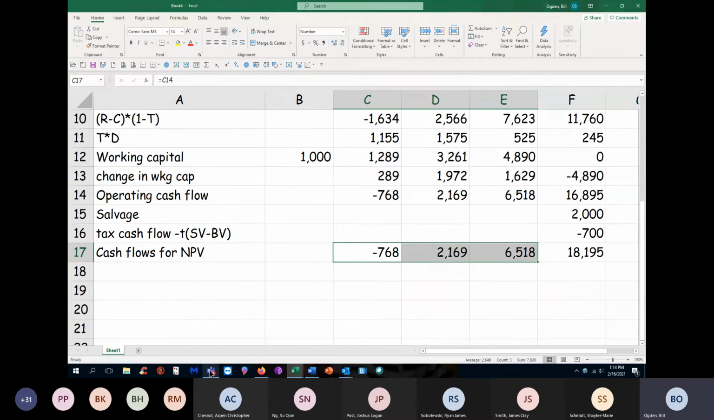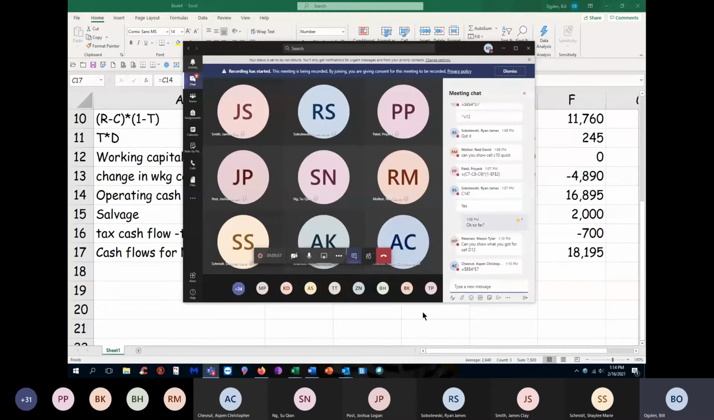Question somewhere. What numbers did you take the sum of? What column? The bottom 3 here. Oh, okay, gotcha. The 16,895, the 2, and the minus 7. Okay, thank you. Yep.